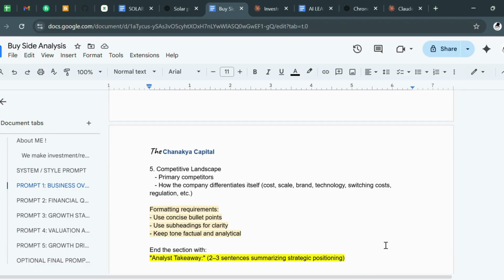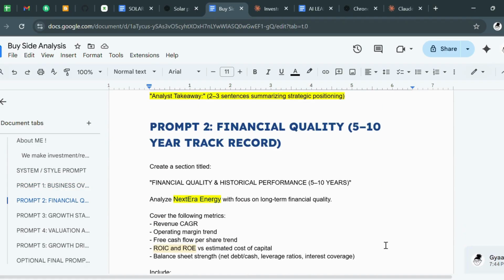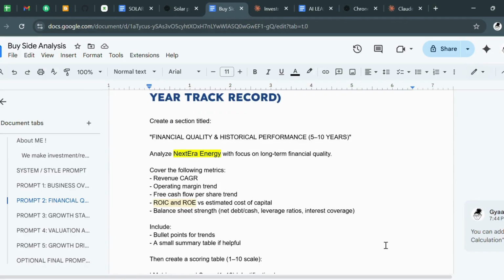The first thing in an investment memo is telling the reader what the business is about. Second is financial quality, a 5 to 10 year track record, that is good enough. Like 5 to 10 years is good enough. We shouldn't stretch more. Financial quality and historic performance, 5 to 10 years will be the heading.